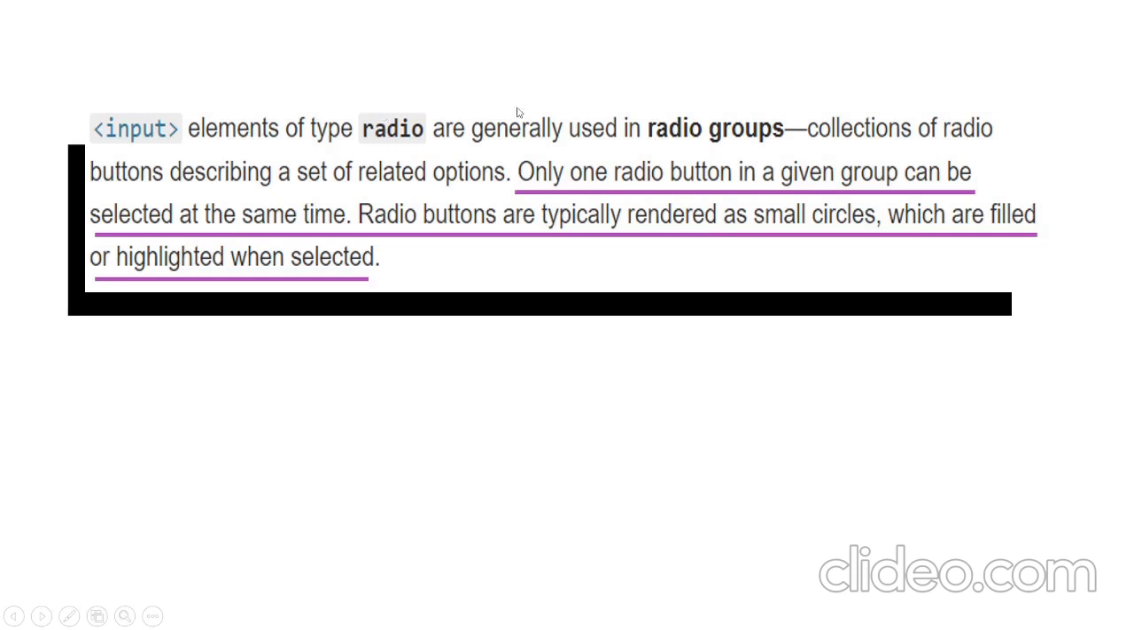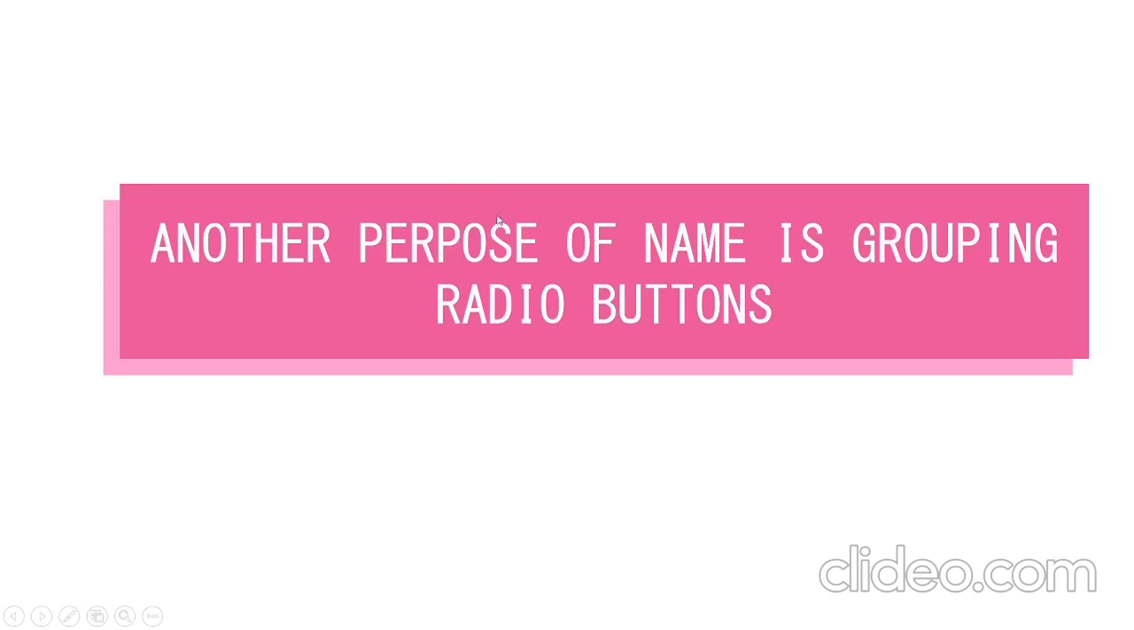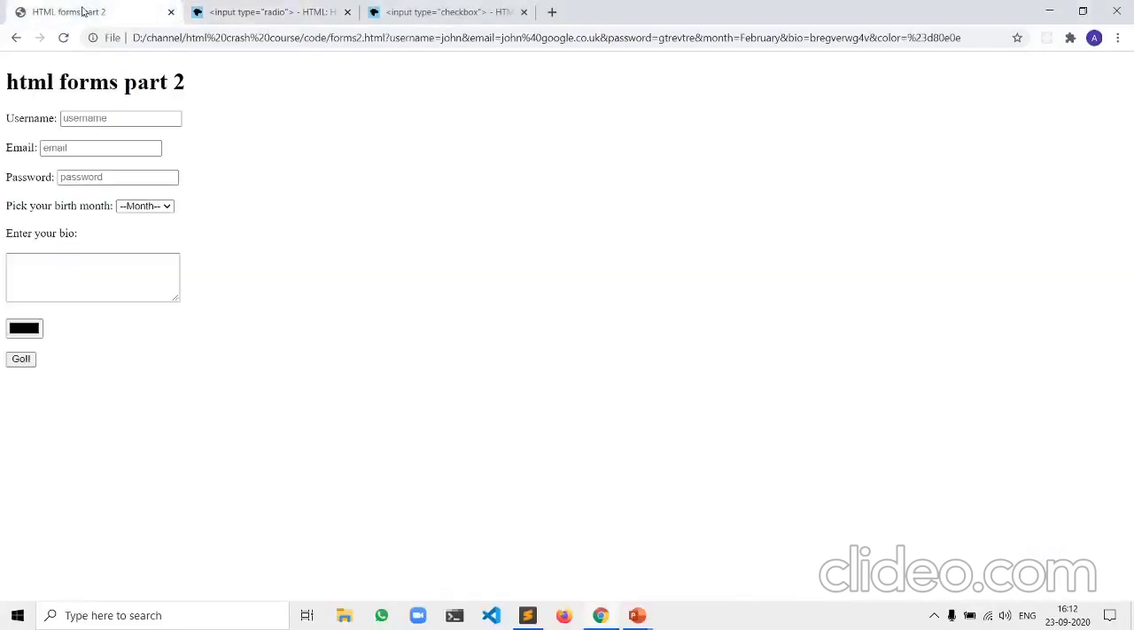And this is the place where name becomes so useful. Another purpose of name is grouping radio buttons. And this is the second purpose of the name attribute. Let's see them in action.